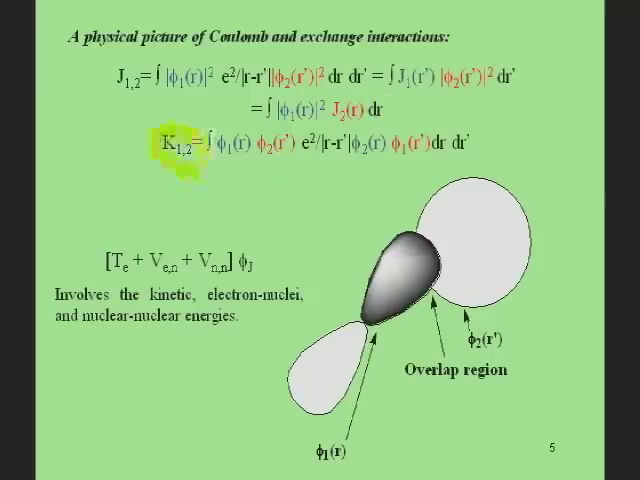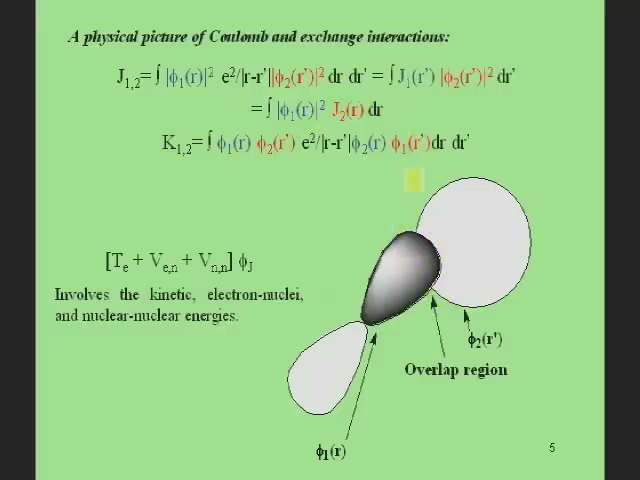The reason is the following. In an exchange integral, for example, between me and Monica, the way an exchange integral reads is we take phi 1 of r times phi 2 of r. Now that phi 1 times phi 2 is only non-zero in the region where orbitals phi 1 and phi 2 are touching, that is, have overlap. Then we take phi 2 of r prime and phi 1 of r prime. That also is a product that's only non-zero in the overlap region. And then we take e squared over r minus r prime.